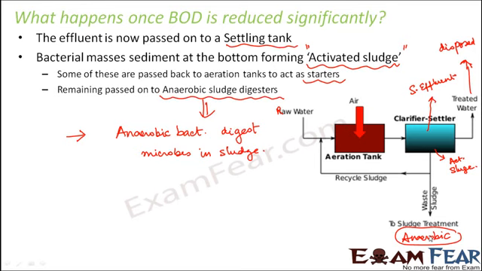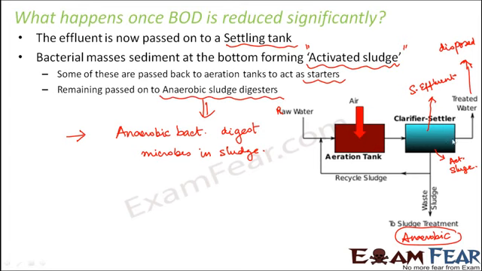So that is what happens in the anaerobic sludge digester, and this is how the entire process of sewage treatment takes place. First, primary treatment, where only the solid particles are removed. Then from the primary treatment, the primary effluent is passed on to the aeration tank, where the secondary treatment starts. In the aeration tank, air is pumped in so that the aerobic microbes can grow and multiply. These aerobic microbes will cause breakdown of the organic matter. The BOD is constantly observed. When the BOD has reduced significantly, it is passed on to the settling tank.